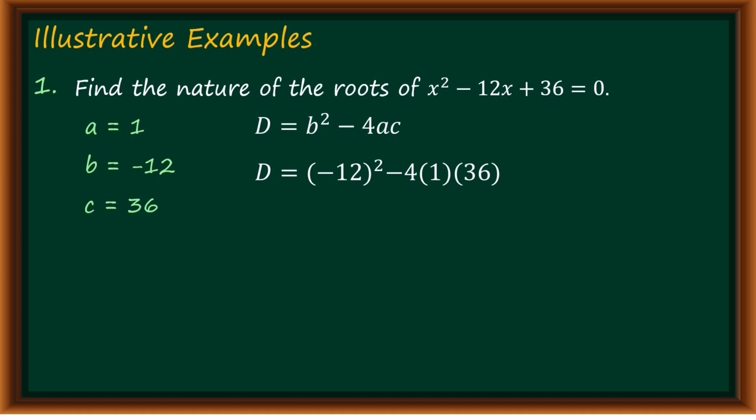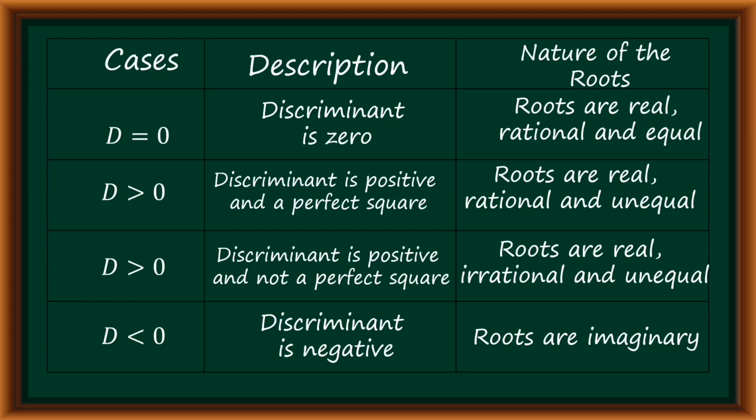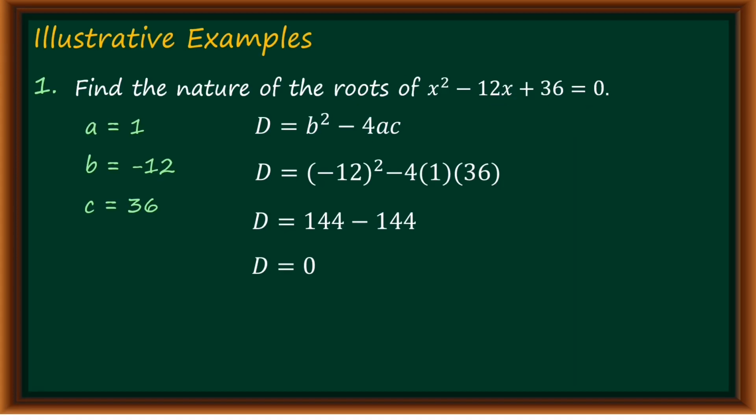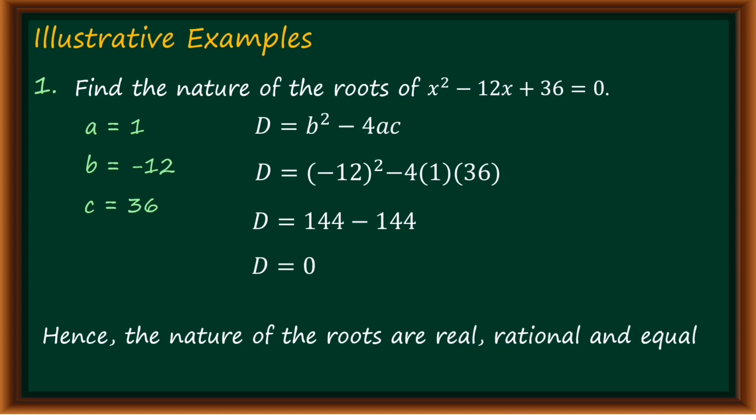Now let us evaluate the values. Quantity negative 12 squared is equal to 144. Negative 4 times 1 times 36 is negative 144. 144 minus 144 is equal to 0. That means our discriminant is equal to 0. Going back to the table of cases of discriminant, if it is equal to 0, the roots are real, rational, and equal. Hence, the nature of the roots are real, rational, and equal.